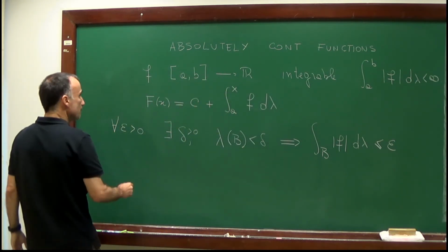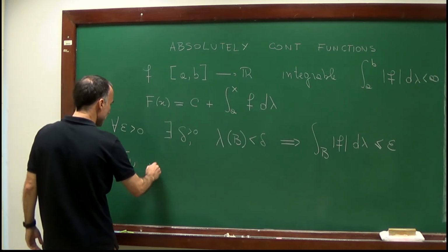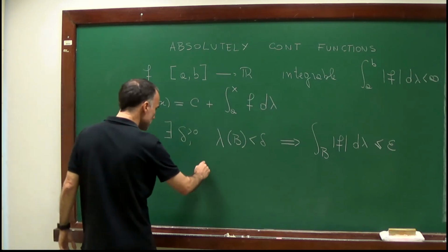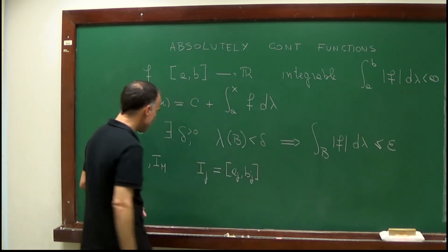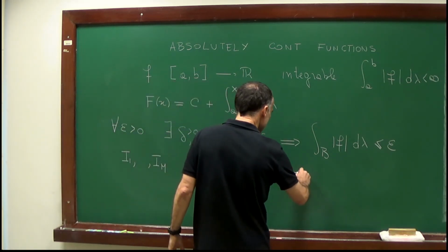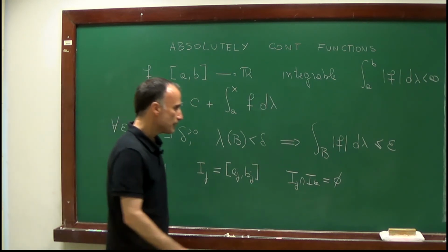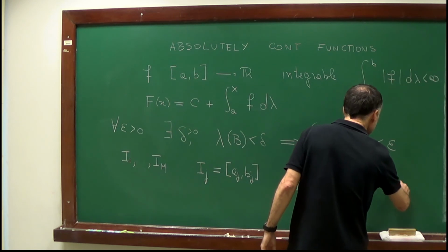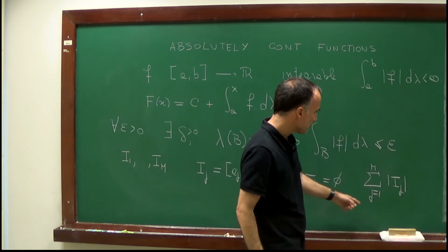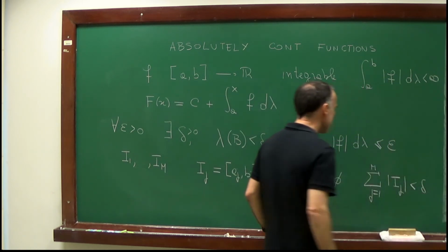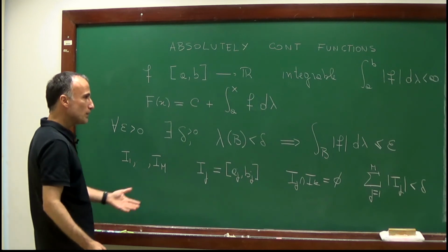Well, what does that mean for that function? Suppose now that we have some intervals I_1 up to I_m. So these are intervals. I_j is the interval [a_j, b_j]. And let's assume that these intervals are disjoint. So that means that I_j intersection I_k is empty if j is different from k. And let's assume that the sum of the lengths of these intervals, remember, this represents the length of the interval I_j, is bounded by that given delta. Right? I fix an epsilon. I know that there exists this delta. Let's consider these intervals. Then what do I know?